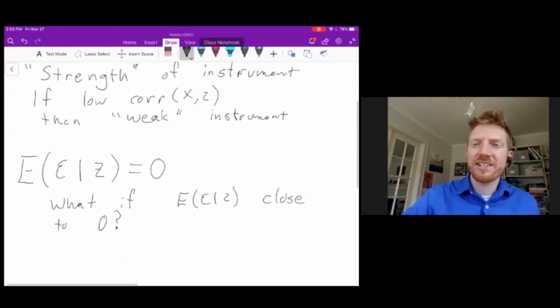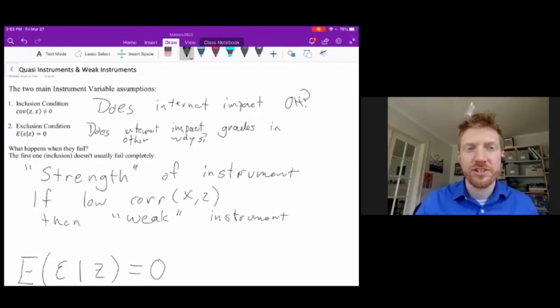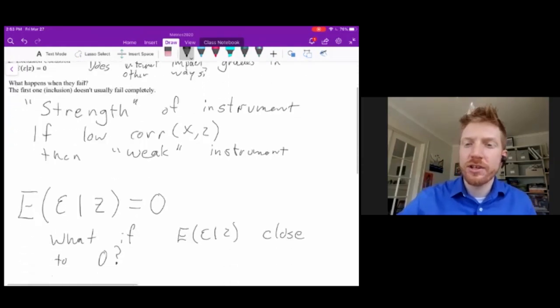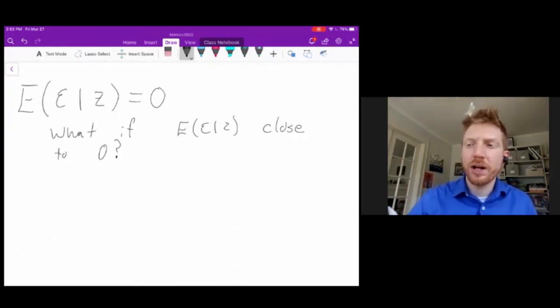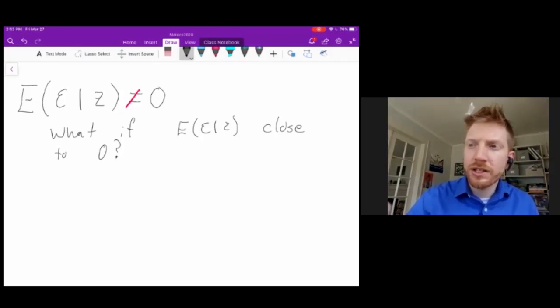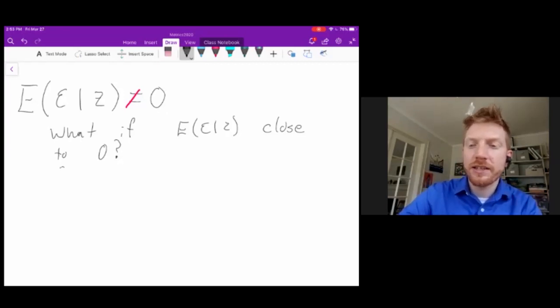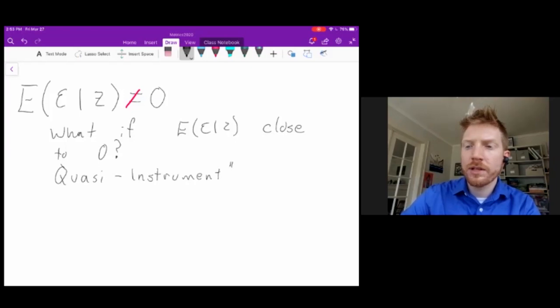So the definition of an instrument here, we need to satisfy both the inclusion and the exclusion restrictions. What if this is not zero, and it's only close? Then we're technically almost an instrument, but not quite. And so what we term this is a quasi instrument. It's very close, but not quite.